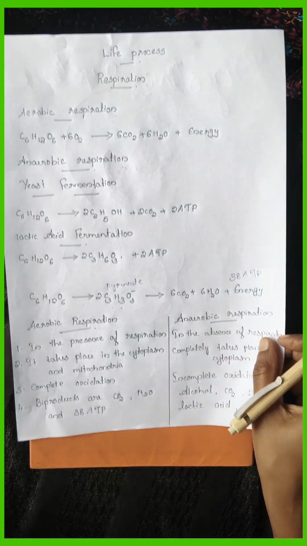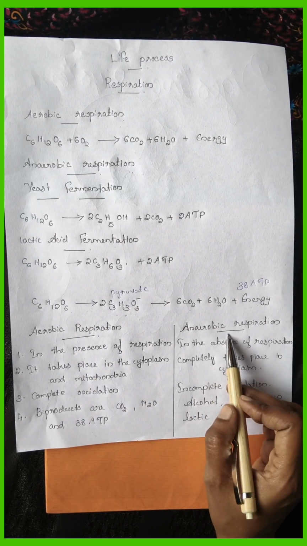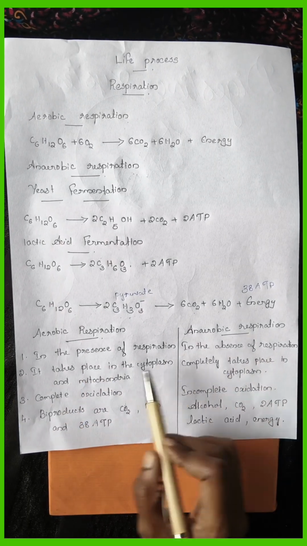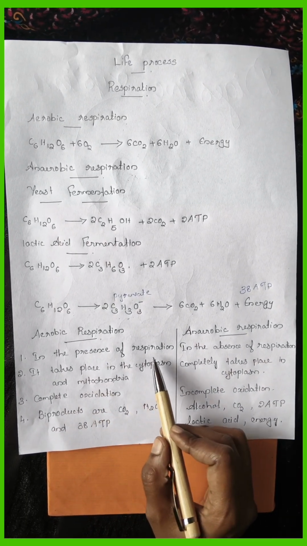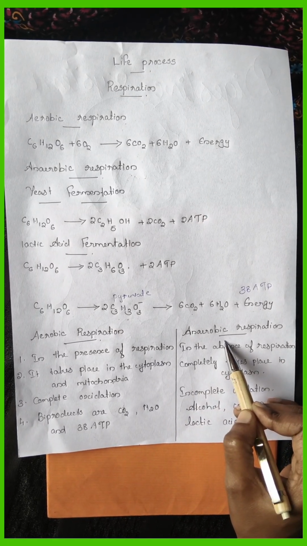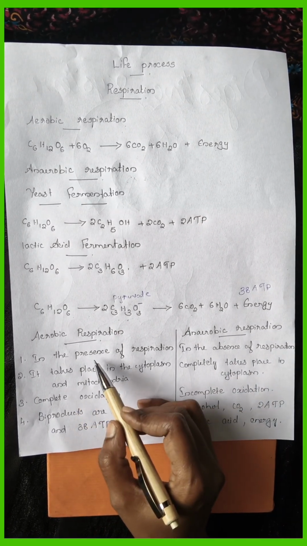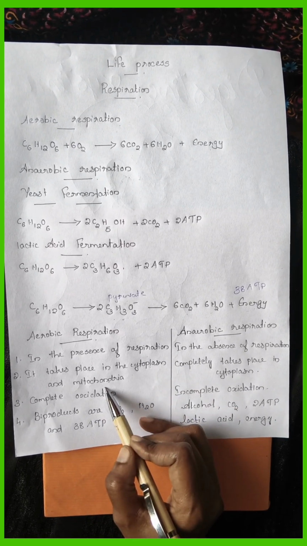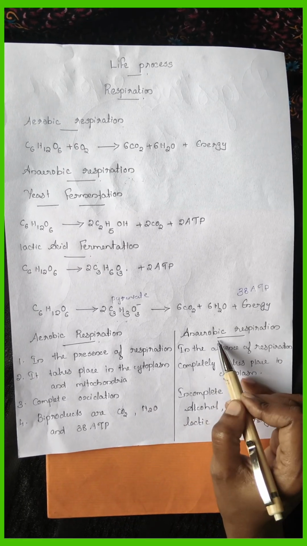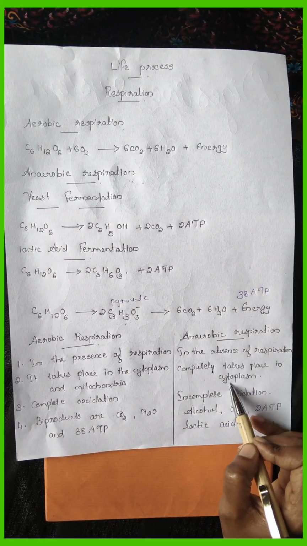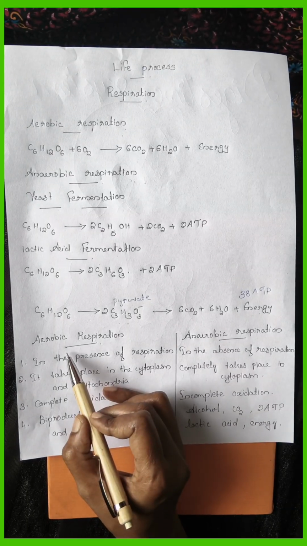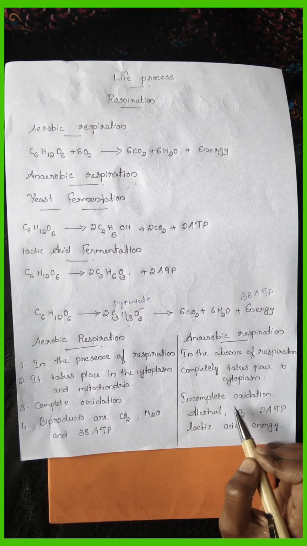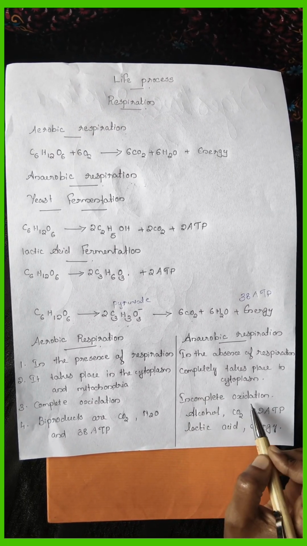Now here you can see the difference between aerobic respiration and anaerobic respiration. This is one of the 3 mark questions in the 10th board exam. First, aerobic respiration takes place in the presence of oxygen. Anaerobic respiration takes place in the absence of oxygen. In aerobic respiration, half of the process takes place in the cytoplasm and half in the mitochondria. But in anaerobic respiration, the complete process takes place in the cytoplasm only. Aerobic respiration is the complete oxidation of food, but anaerobic respiration is the partial, or incomplete, oxidation of food.